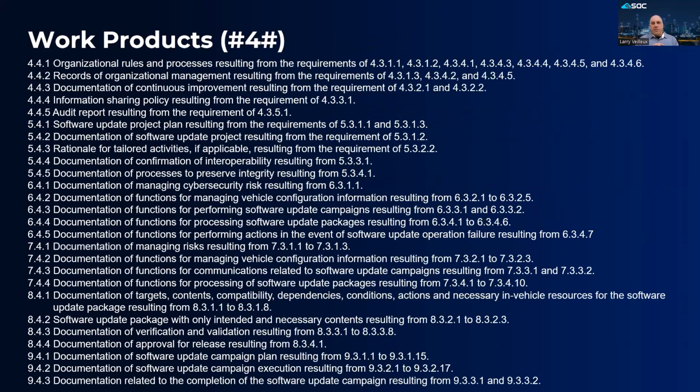Speaking of work products, here is the complete list of 26. Note how the middle digit for each work product subclause is always a number 4. Similar to how the middle digit for a requirement subclause is always a number 3. This list is an eye chart, but I've taken the liberty to include a reference to each of them on the associated slide for each clause.